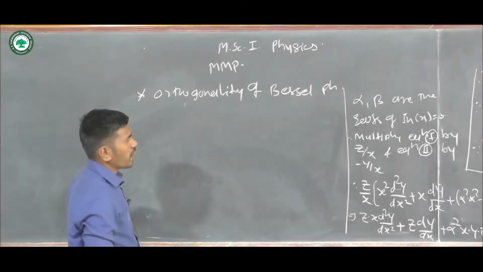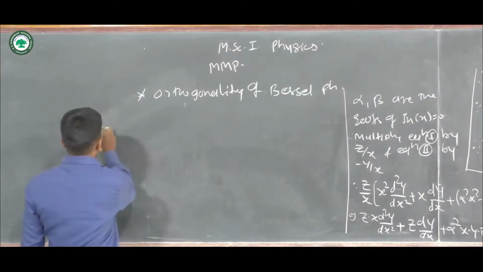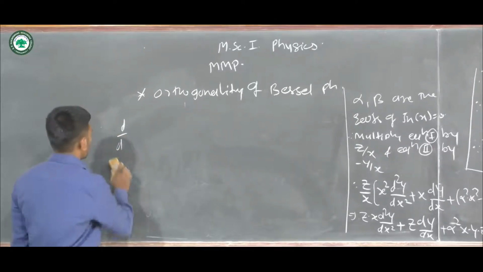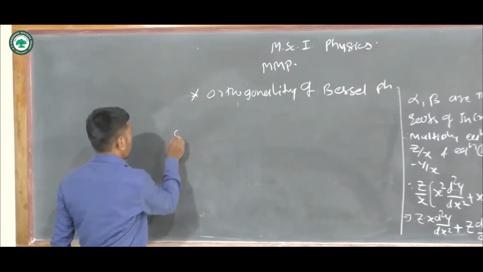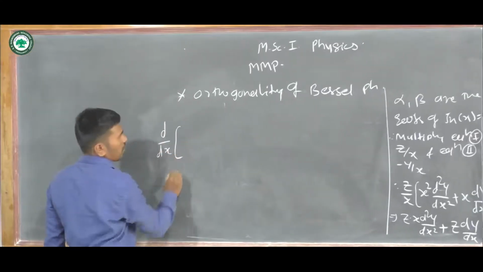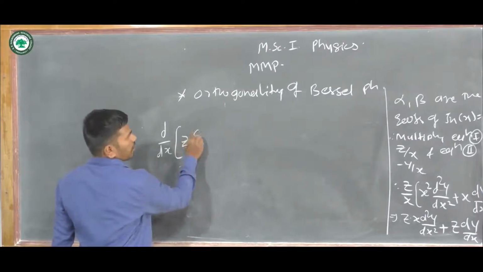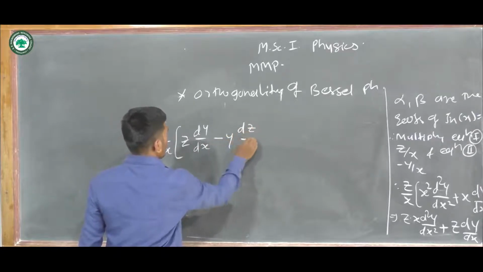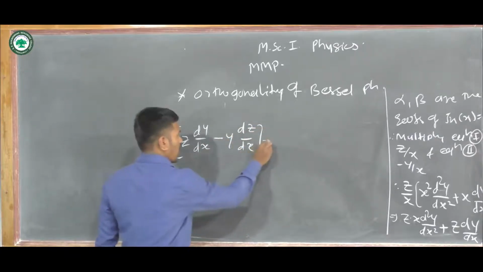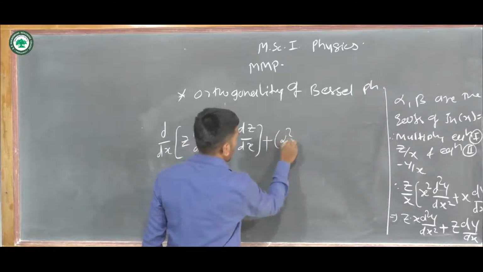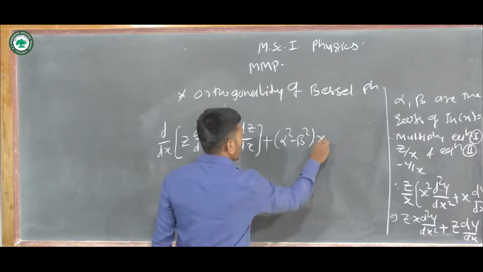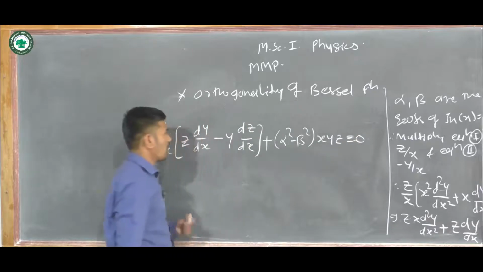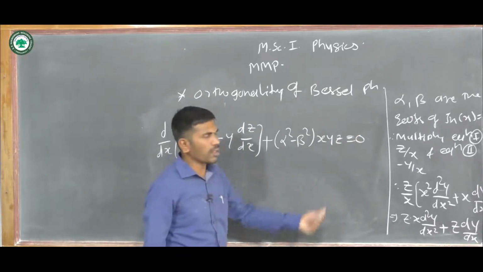Okay, so now we have the equation number 5 and this expression is like this. Okay, so from the equation number 5 we can write d by dx into z into dy by dx minus y into dz by dx plus alpha square minus beta square into x y into z is equal to 0. Okay, so if I differentiate, so same expressions we can find.